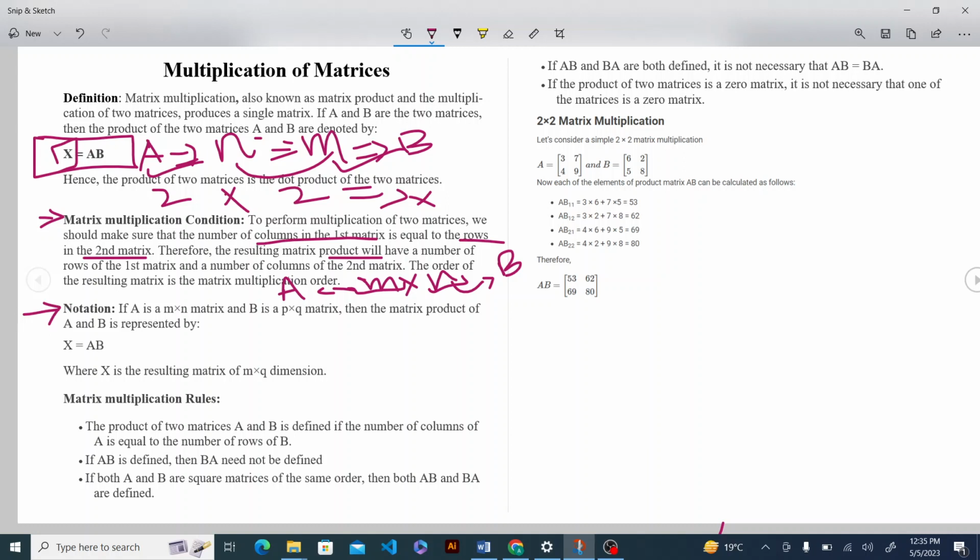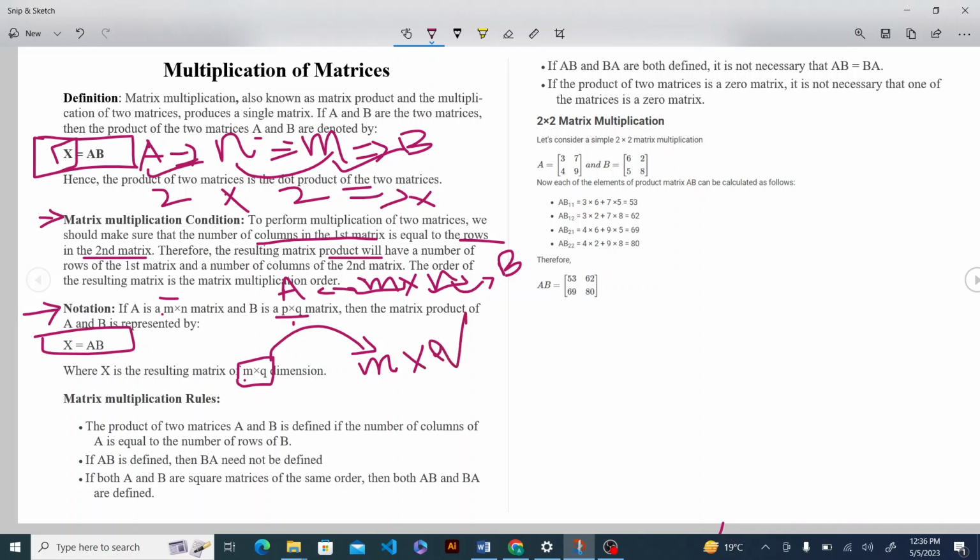Now let's move towards notation. If A is an M into N matrix, means A's order is M into N, and B is a P into Q matrix, B's order is P into Q. Then the matrix product of A and B is represented by X is equal to A into B, where X is the resulting matrix of M into Q dimension. As we have seen in the matrix multiplication condition, when the product of two matrices is taken, its order will be M, the number of rows of the first matrix A, and Q, the number of columns of the second matrix.